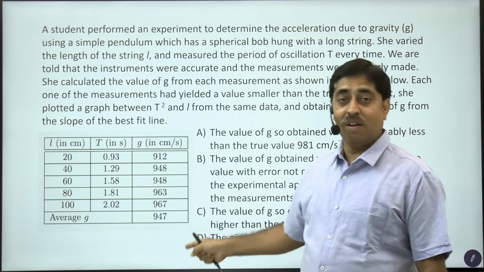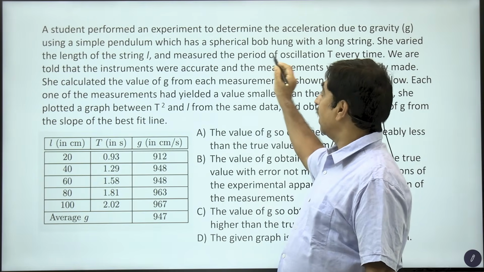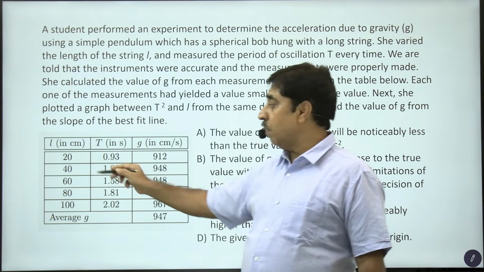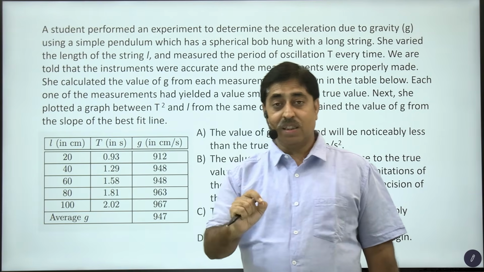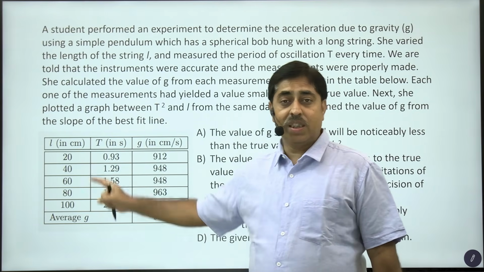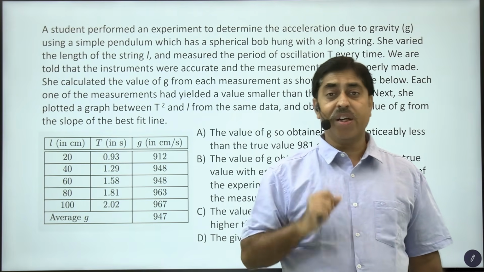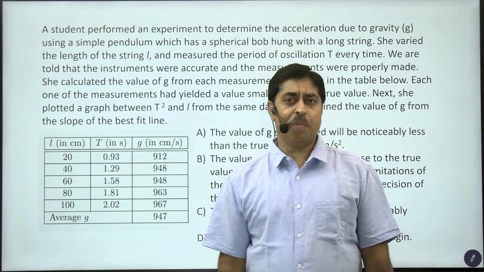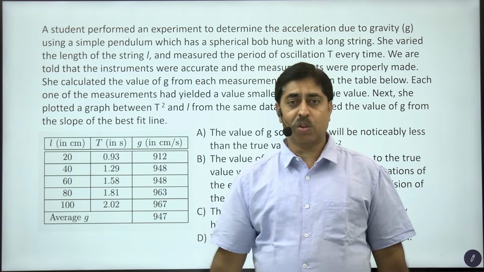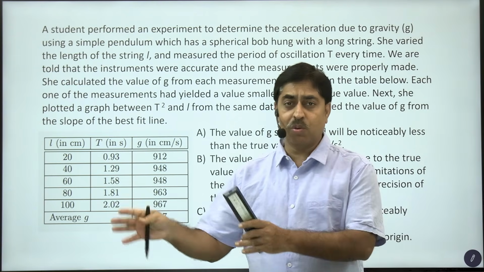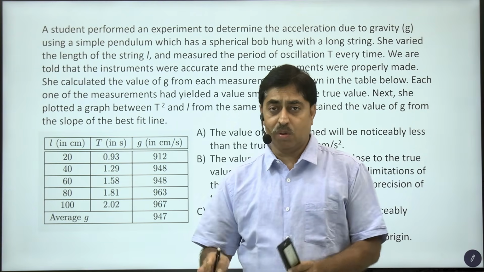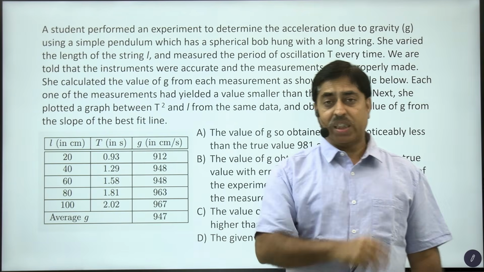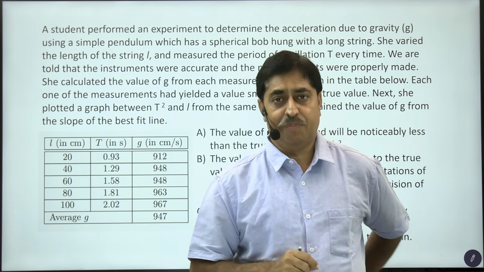In this experiment, it is written in the question that it is a spherical bob, but nowhere has the experimenter measured the radius of the bob. She has only measured the length of the string. So this L is not actually the true length of the pendulum, and that is what is causing all the readings to be on one side of the true value.